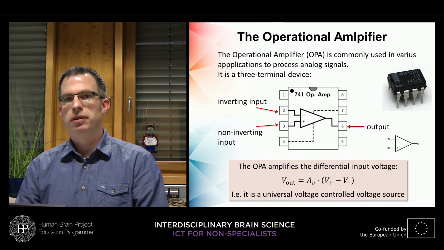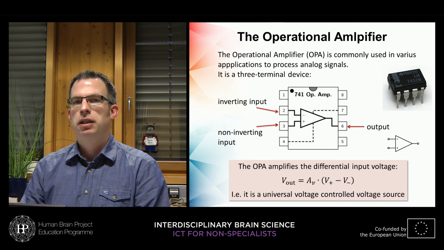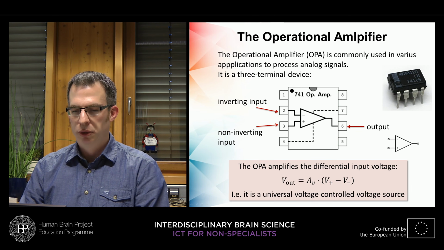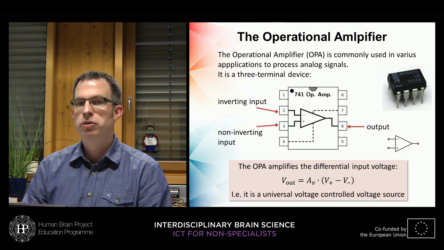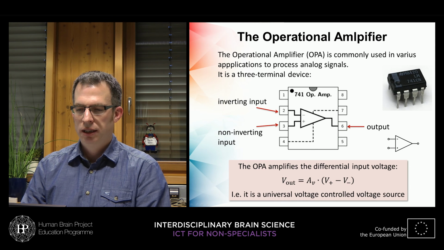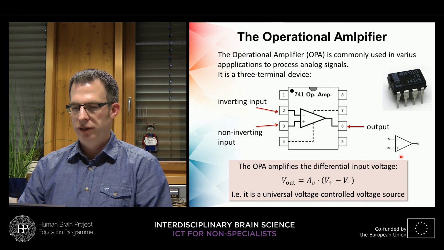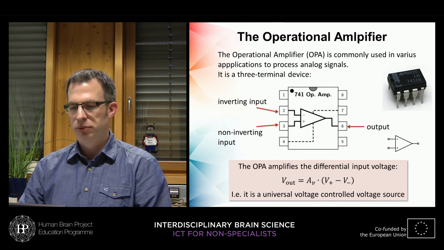So that means the output is a voltage source. It supplies a voltage V out, which can be controlled by the input differential voltage. So it's a universal voltage controlled voltage source. And there is also a circuit symbol for the operational amplifier, which I've given here for completeness. It's the 3-terminal device with the non-inverting input and the inverting input.